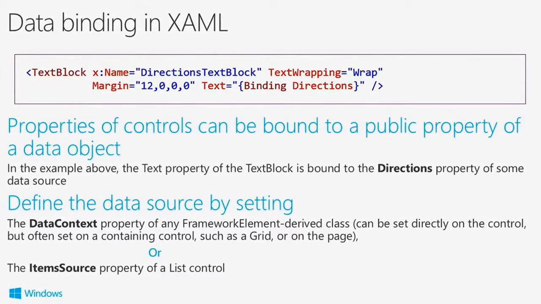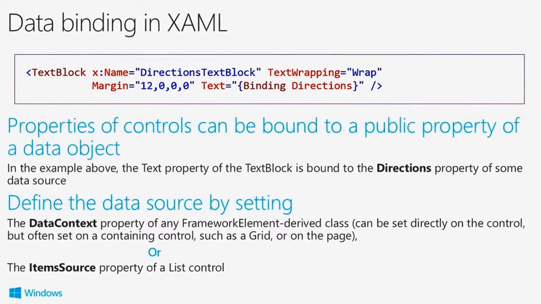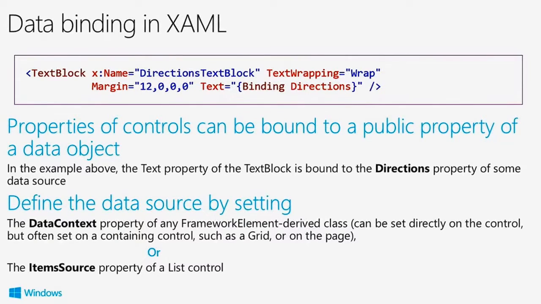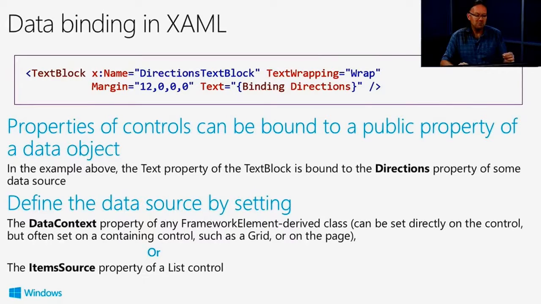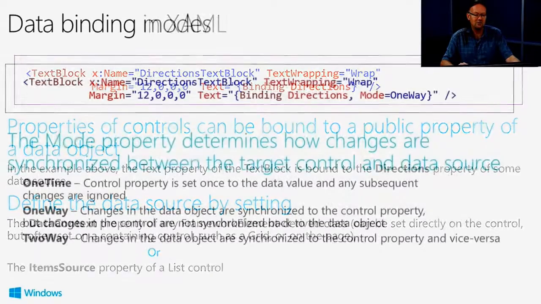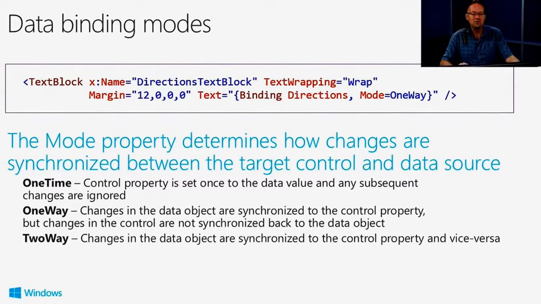So this is a binding statement. Instead of having text equals 14 lines of text, like we had in the directions for building our recipe, instead you bind to a property on a class called directions. This statement doesn't say what the object is where that directions property can be found. The way that is defined is by a different property called data context, which you can set on any control, but typically you'll set that on the page control.